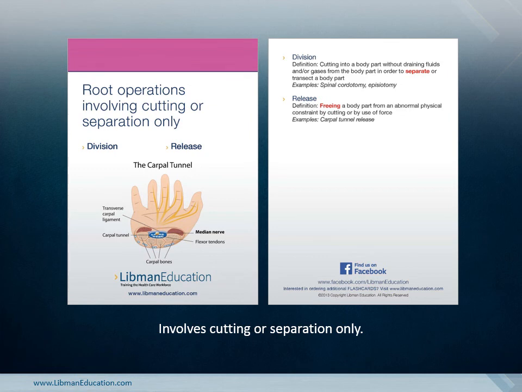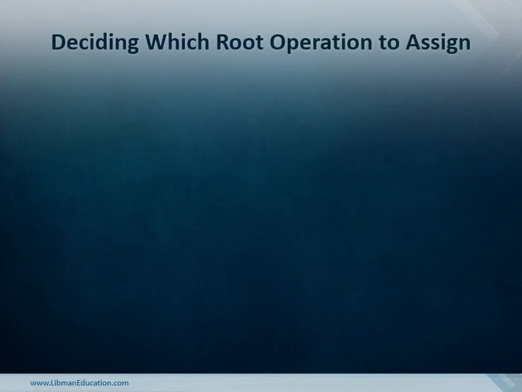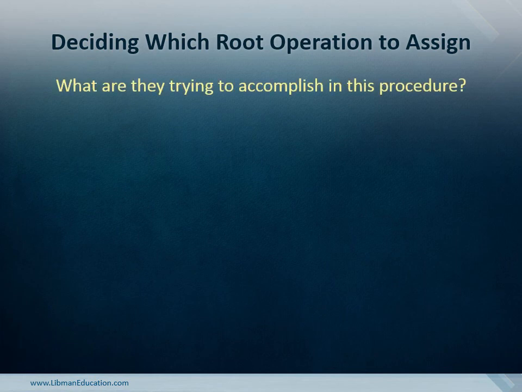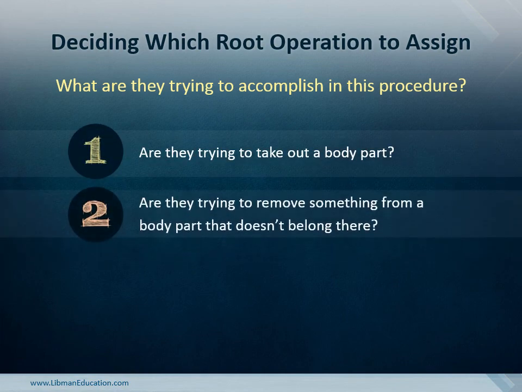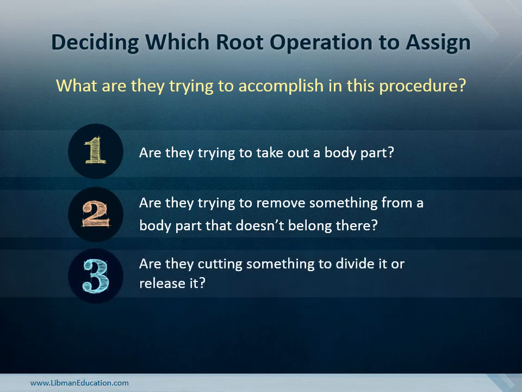It's stuck. To decide which root operation to assign, you need to think of these groups first and ask yourself the question, what are they trying to accomplish in this procedure? Are they trying to take out a body part? Are they trying to remove something from a body part that doesn't belong there? Or are they cutting something to divide it or to release it? Once you answer that question, you've narrowed down the search to just 1 card. Then you make your final decision on the root operation based on the individual definitions.